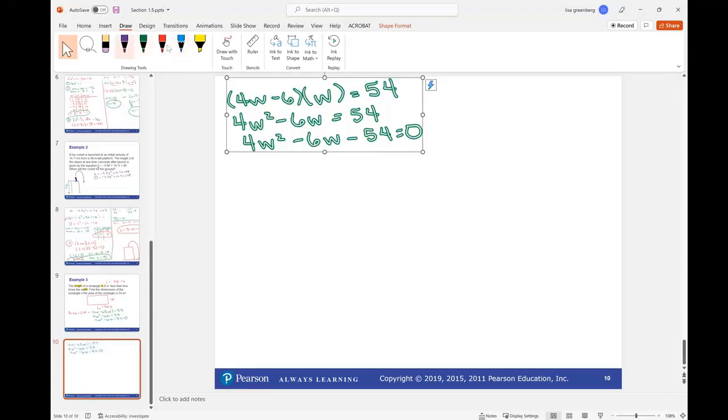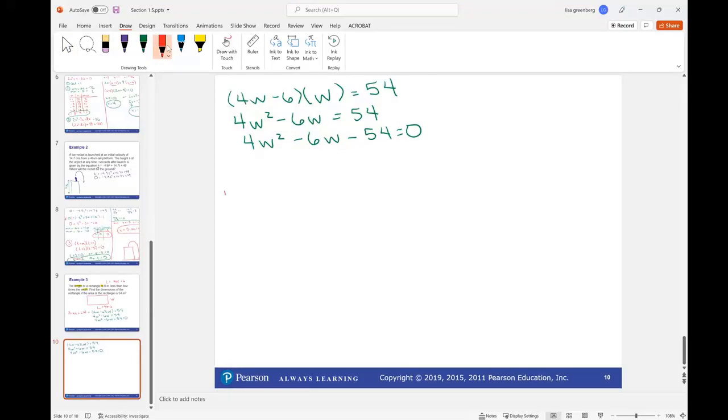So now, when I want to factor this, the first thing I want to do, remember I said the first step is always to find the greatest common factor. And I can see here that all these numbers are even, so I can factor a 2 out of them. So my greatest common factor here is 2. And what that means is I'm going to make this 2 times 2W squared minus 3W minus 27 equals 0.